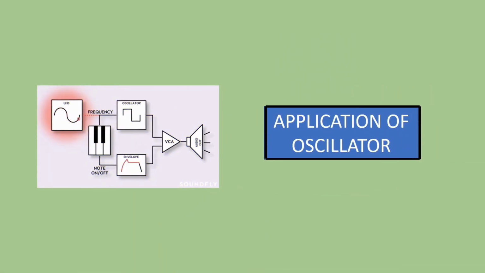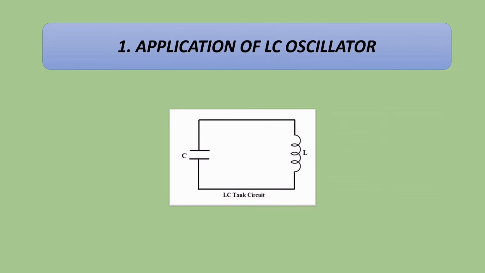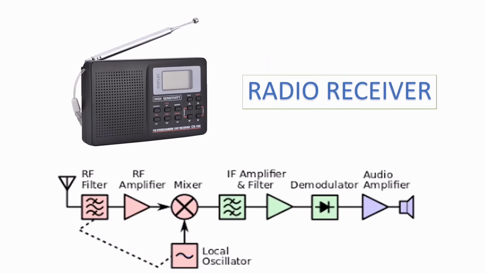Everyone, now I will share some of the applications of oscillators nowadays in our market. First of all, I will share about the application of the LC oscillator. LC oscillator is a type of oscillator where the LC tank circuit is used for giving a required positive feedback for sustaining the oscillation. The LC tank circuit is also termed as LC resonance circuit or LC tuned circuit.